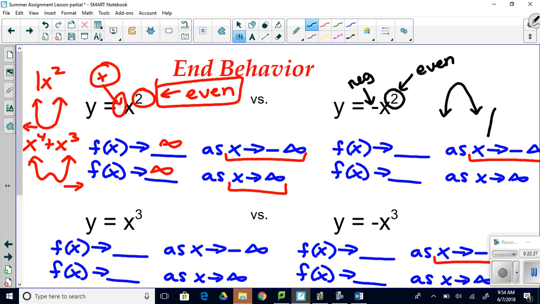Another negative, a negative even exponent might look something like that. So whenever it's negative and even, we know that as x goes in the negative direction, y goes down. And as x goes in the positive direction, y goes down. Both the left-hand side is down and the right-hand side is down, so we just use negative infinity for both of those blanks.